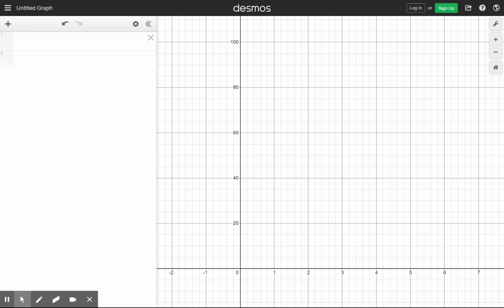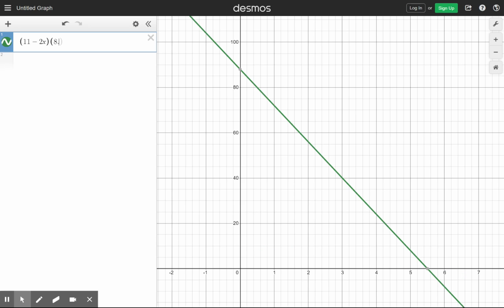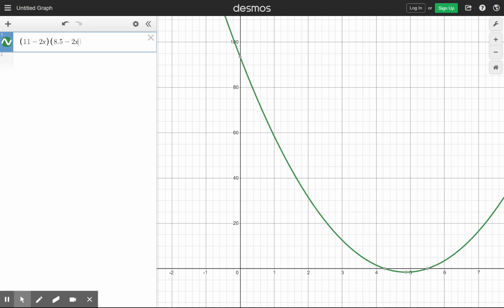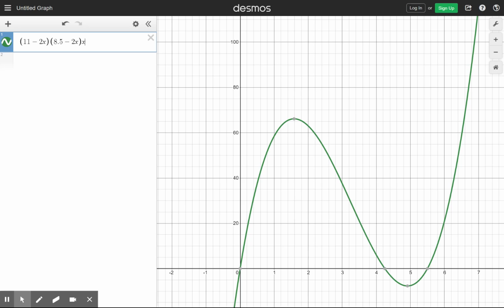Okay, so now we are going to graph our equation for the volume of the popcorn box in the online Desmos graphing calculator that's free at desmos.com. Okay, so we are going to enter in our volume of 11 minus 2x times 8.5 minus 2x. That was our length times our width times our height of x.